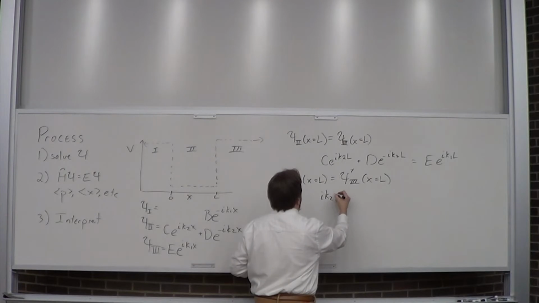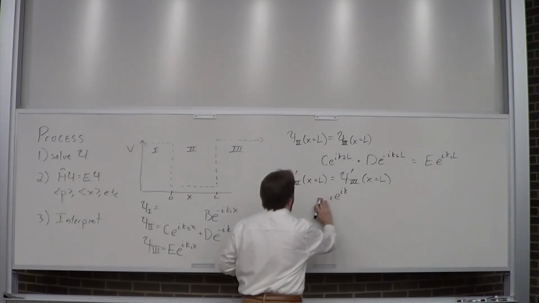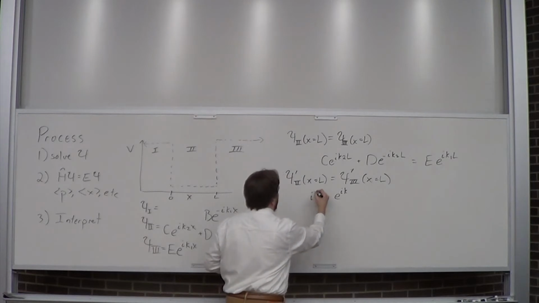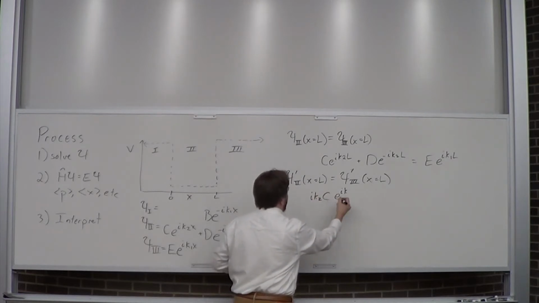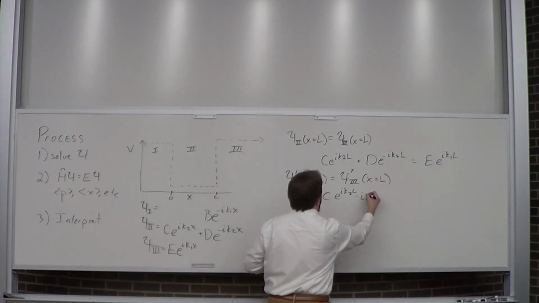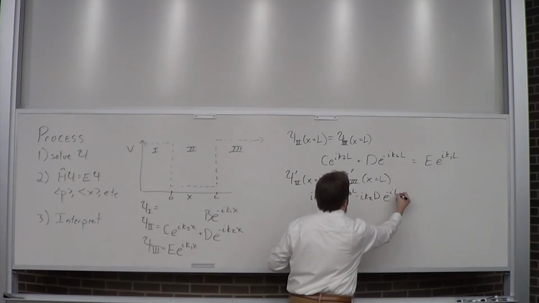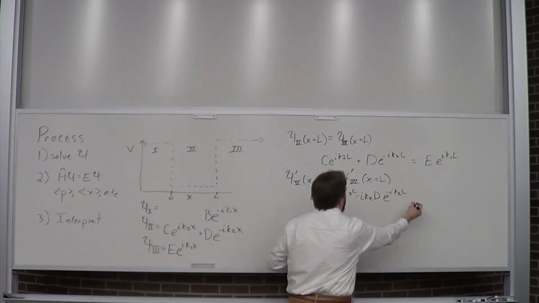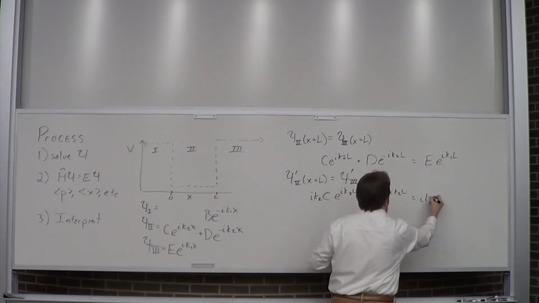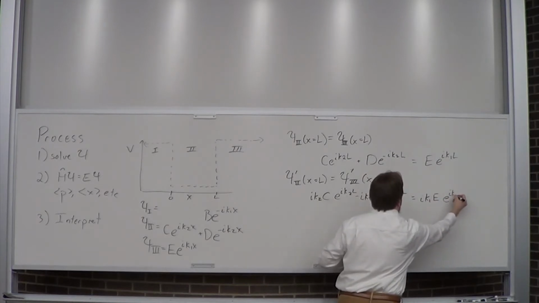Anyway, okay, so what's this? ik2 e to the ik2c. I should really look at my notes. I'm going to try to wing it. Minus ik2d e to the minus ik2L equal to ik1e e to the ik1L.